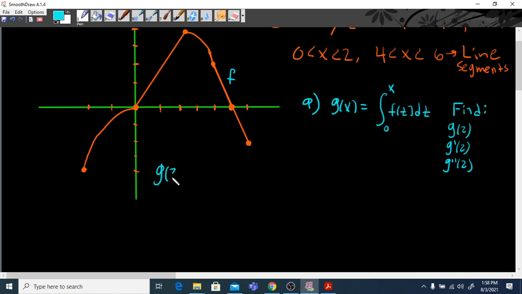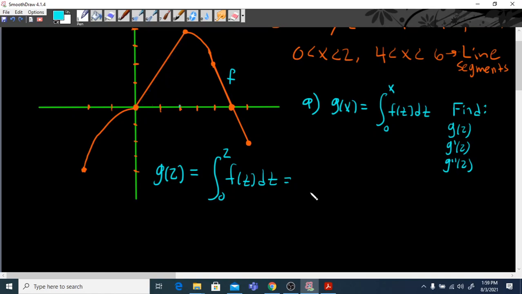Let's find g of 2. So all we're going to do is replace x with 2. We get integral 0 to 2 of f of t dt. And so let's think about what that is. Okay, well, here's the graph of f. We need the integral of f from 0 to 2. Okay, well, here's 0, here's 2. So the thing that this problem is asking for right now is this area here. And hopefully, by doing this drawing, we can see that we can actually calculate this very easily by using triangles.